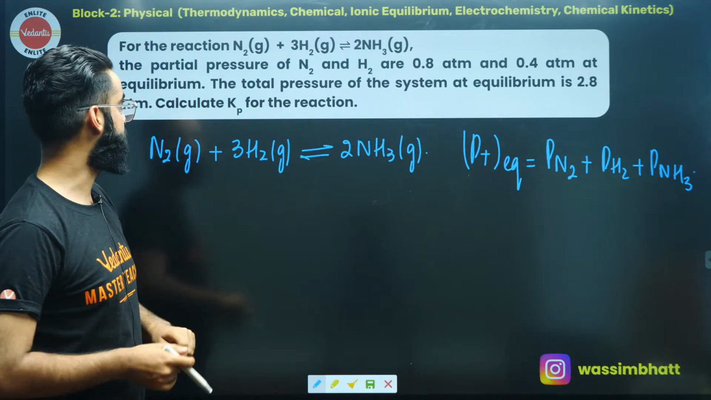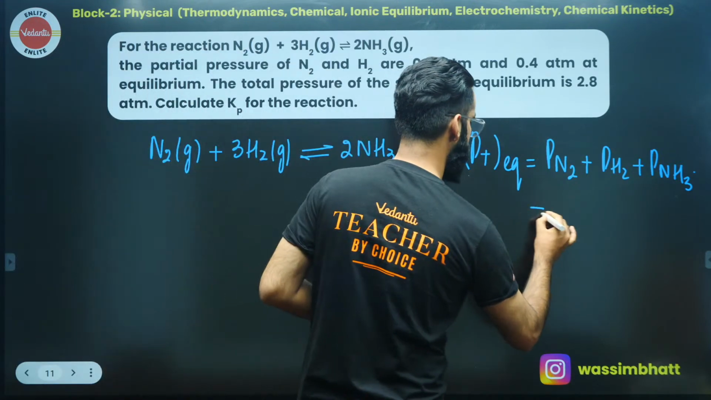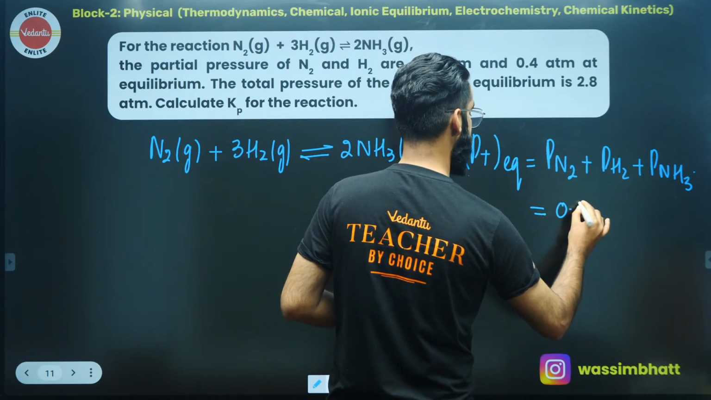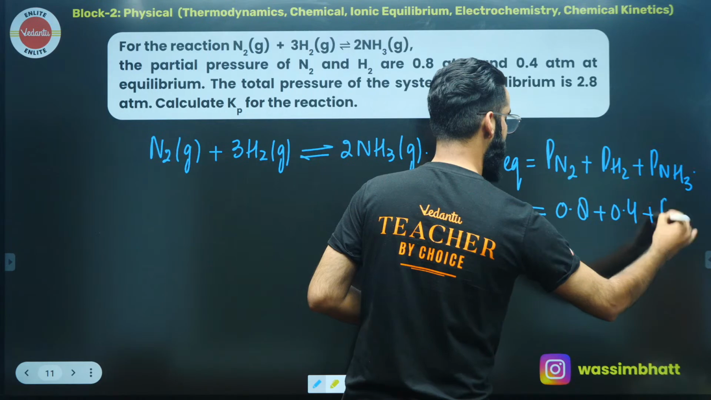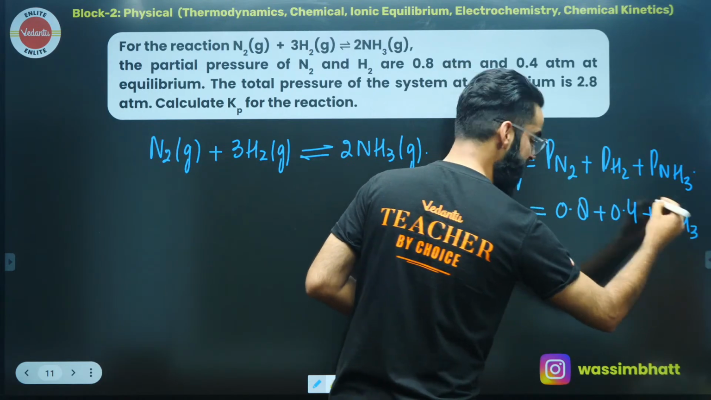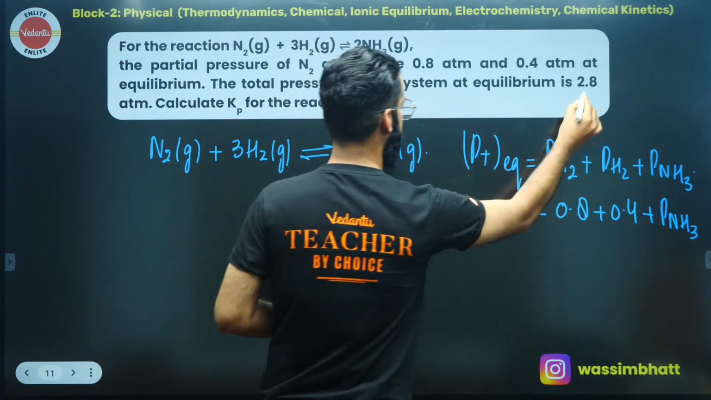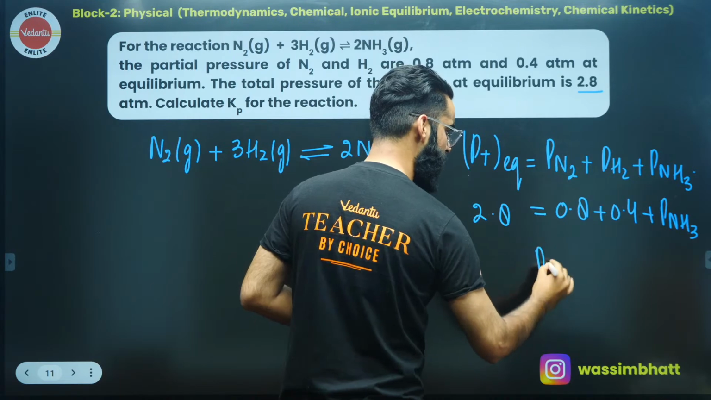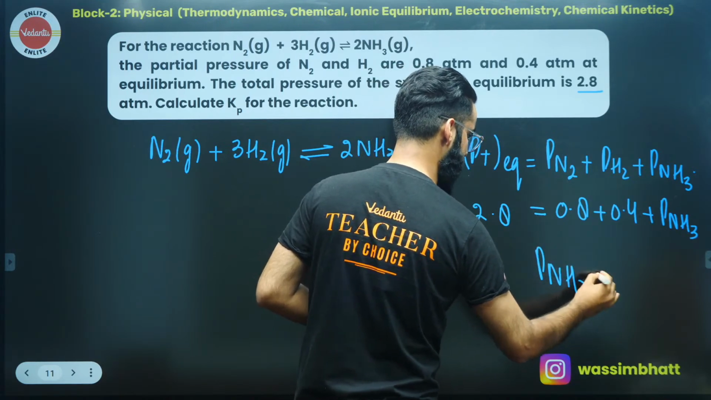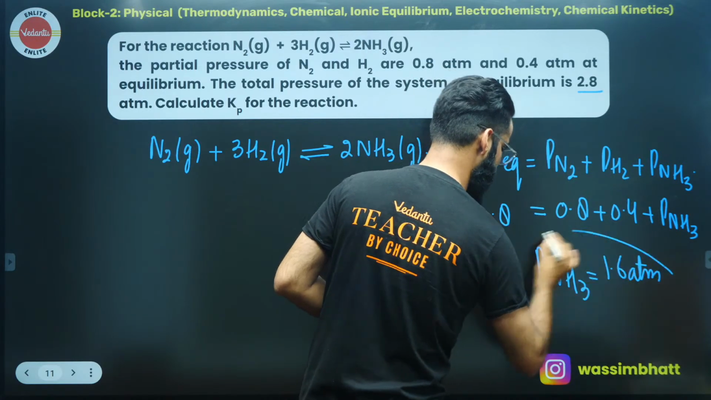Now what is given to us? The partial pressures of N2 and H2 at equilibrium are given to us. Partial pressure of N2 is 0.8 atm. Partial pressure of H2 is 0.4 atm, right? Partial pressure of NH3 at equilibrium, we do not know. But we know the total pressure of the system at equilibrium, that is 2.8 atm. So from this equation, you can calculate the partial pressure of NH3 at equilibrium, which will come out to be 1.6 atm.